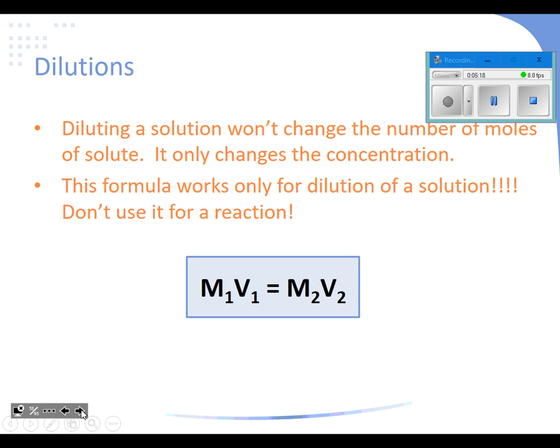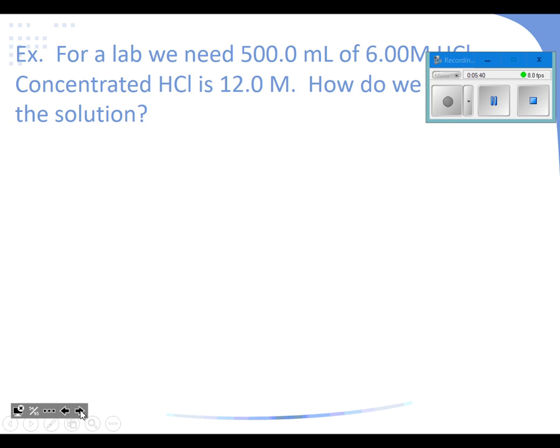Now when we do dilutions, we're not changing the number of moles, we're only changing the concentration of the general solution. So we're really just changing the volume. This formula only works for dilutions, and it is M1V1 equals M2V2.